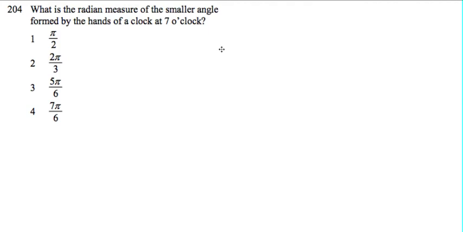Hello, so let us look at some radian measures today. As you know, radian measures are another way for us to measure angles. In this case, what is the radian measure of the small angle formed by the hands of the clock at 7 o'clock?